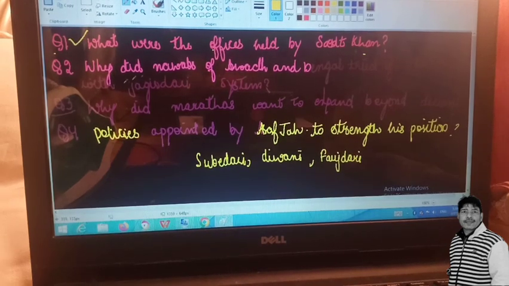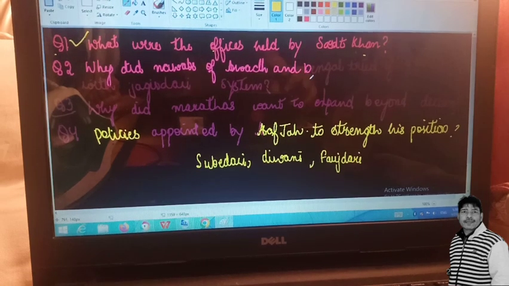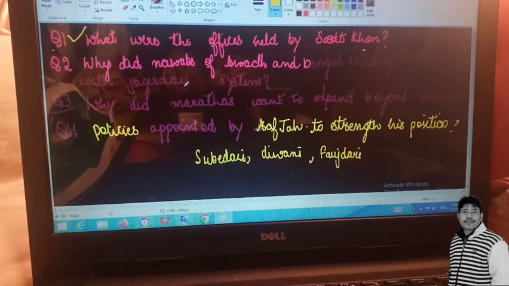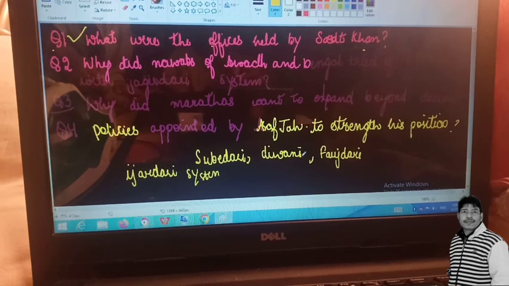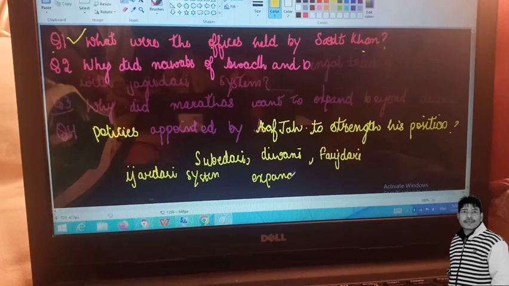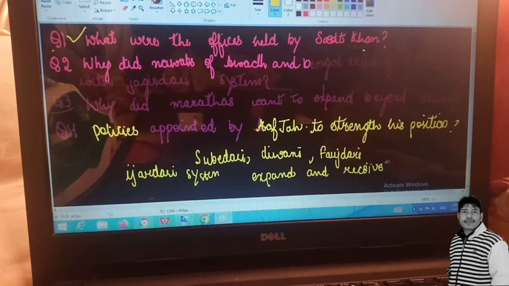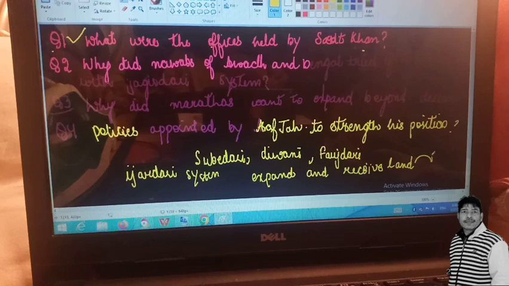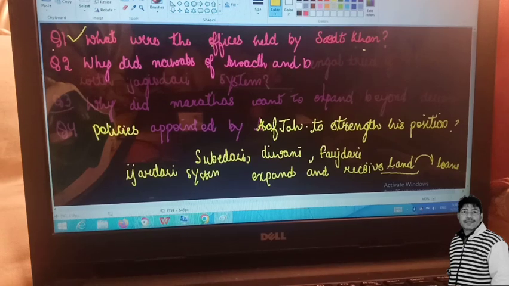My second question is, why did the Nawabs of Awadh and Bengal try to do away with the Jagirdari system? The answer is that they used the Ijaradari system instead of the Jagirdari system. Ultimately they wanted to expand and receive land as security against loans, because they thought that lands are more secure than loans. That was the answer of this question.